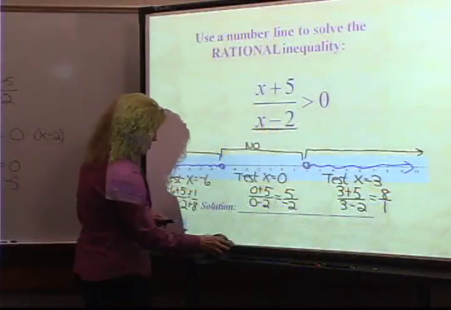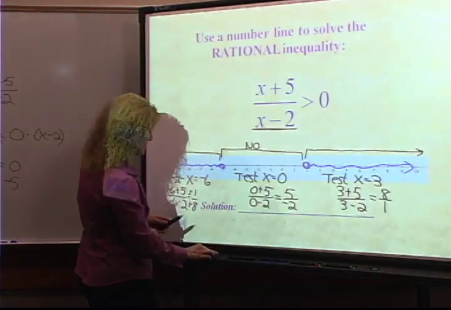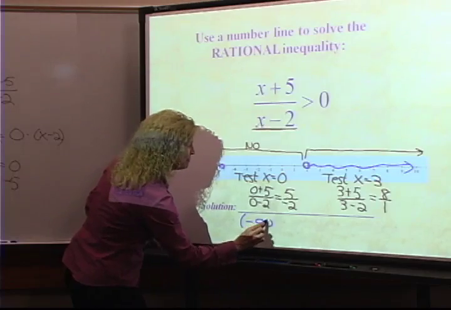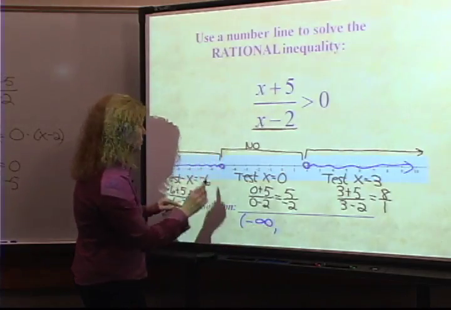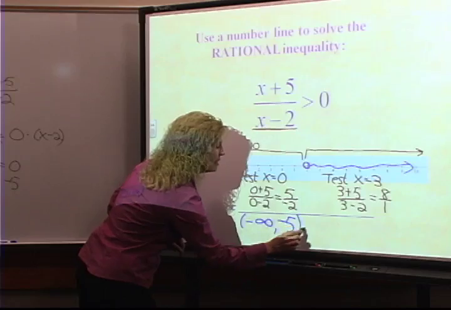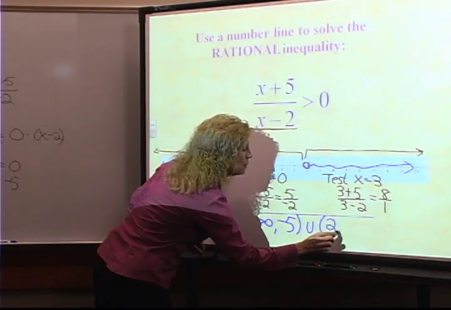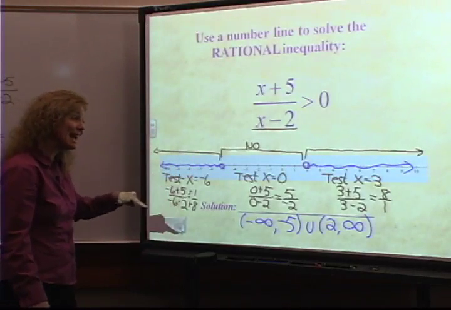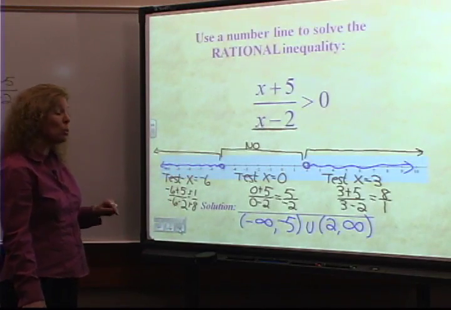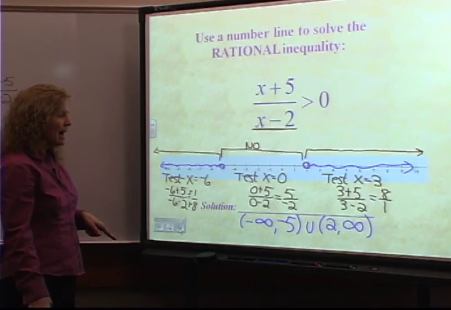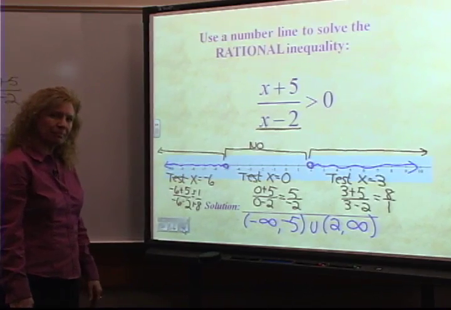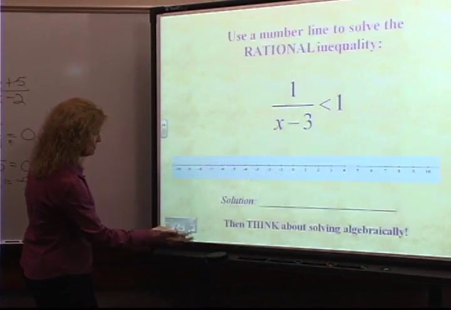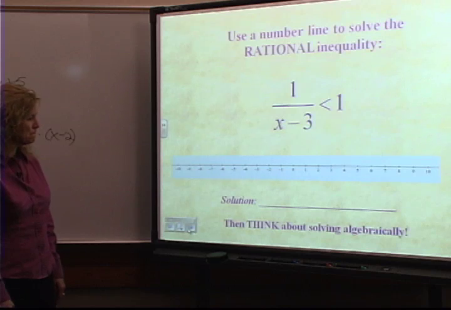And so my solutions, it still isn't going to work. My solutions are from negative infinity up to negative 5, union 2 up to positive infinity. And that's the exact same solution we got in the previous screen. I think this is easier. Okay? We're going to try this on several more examples.